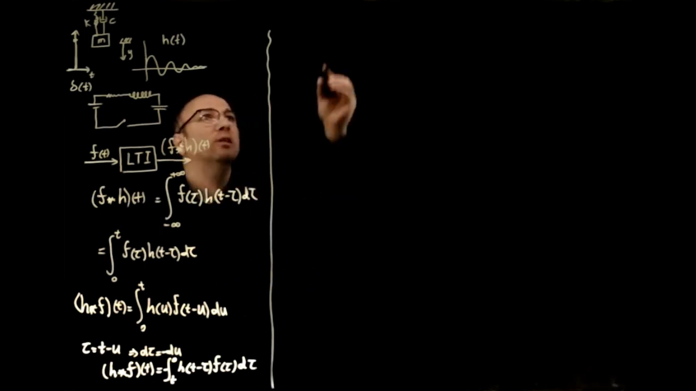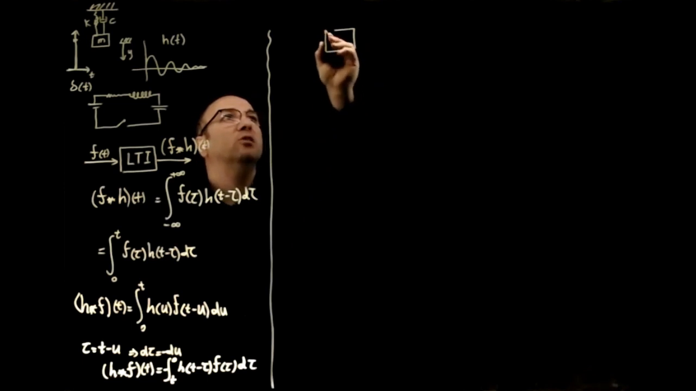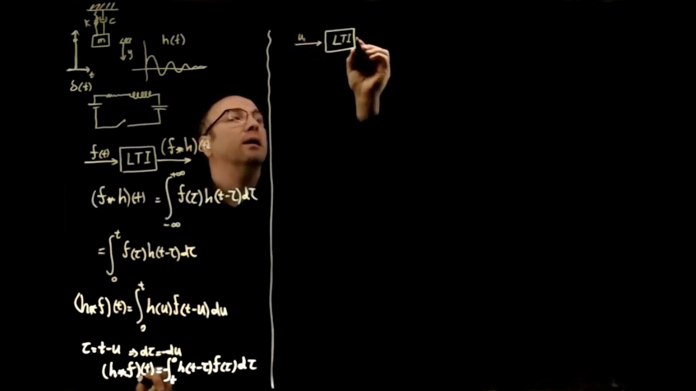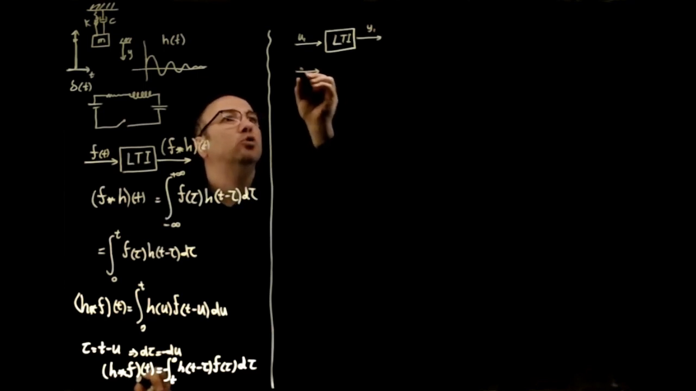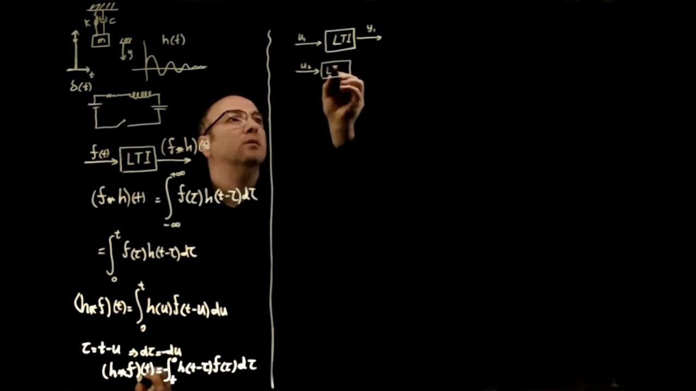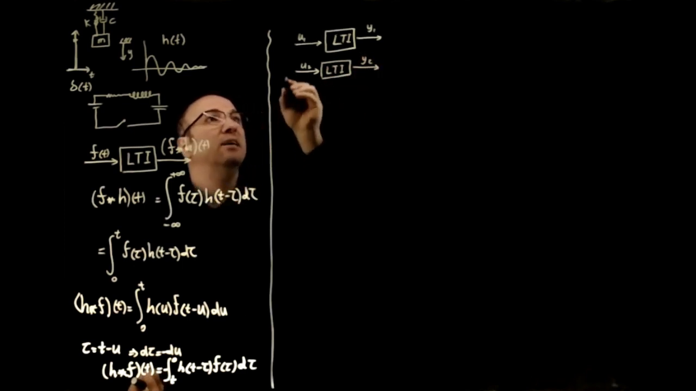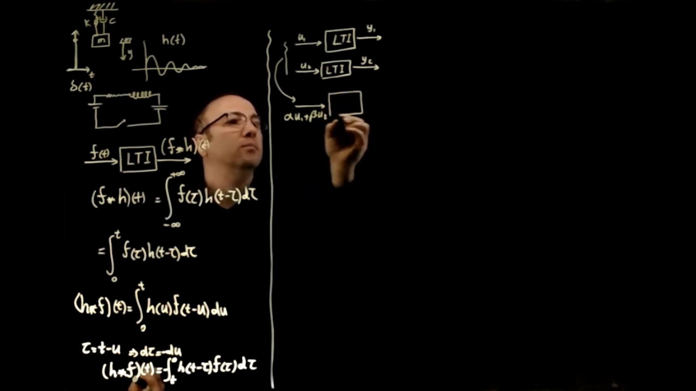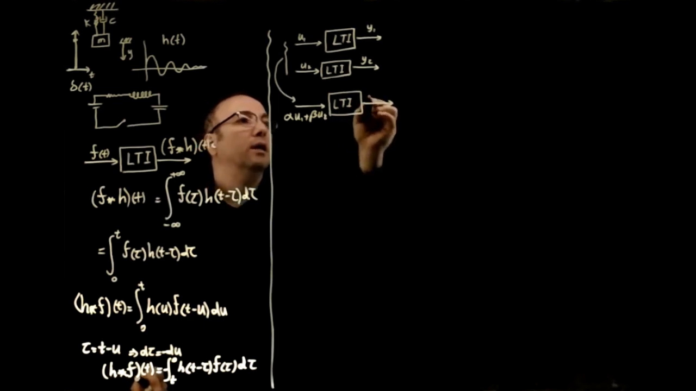Before that, let's talk about linear systems. What does it mean that a system is linear? When I have a system that is linear time invariant, or not necessarily even time invariant, if it is just linear, it means that if I input U1 and I get Y1, and I input U2 in our system and I get Y2, then linearity means that if I input alpha U1 plus beta U2 into the system, then I get alpha Y1 plus beta Y2.